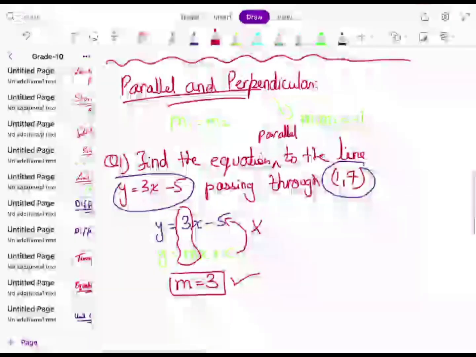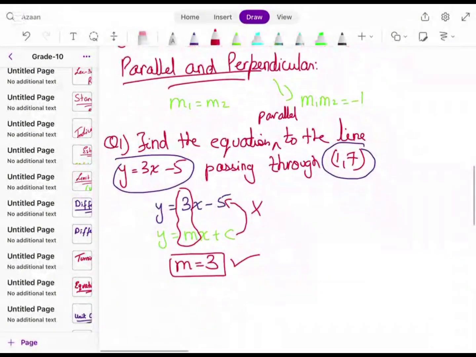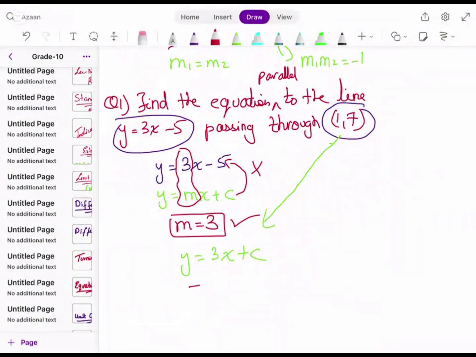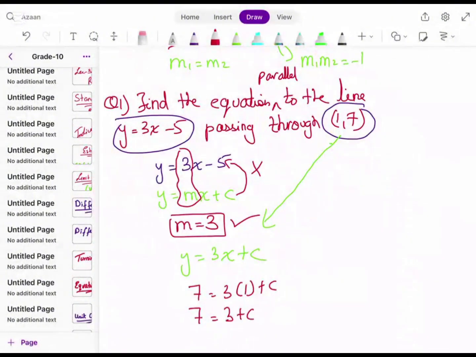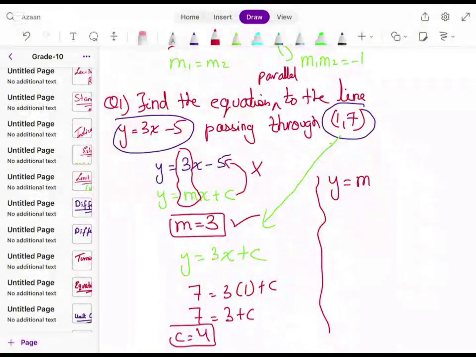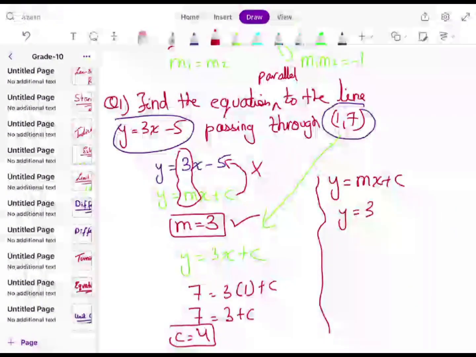Now, how to find the y-intercept? Listen to me. We know the slope is 3, so I will write 3x plus c. Now I will put this point in this equation. So y is 7, x is 1, 7 is equal to 3 plus c. 3 will go to the other side and subtract, so the value of c will be 4. So now you can see that we got the gradient from the equation, and we got the y-intercept using the slope and the point. Now I will find the equation. y equal to mx plus c. The value of m is 3 and the value of c is 4.